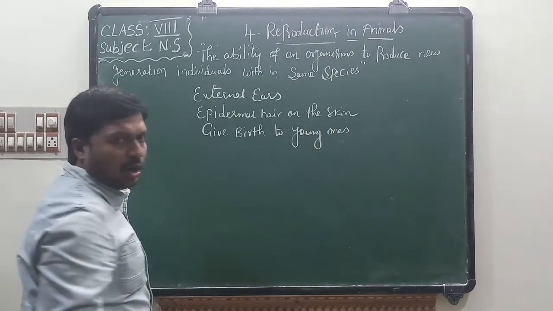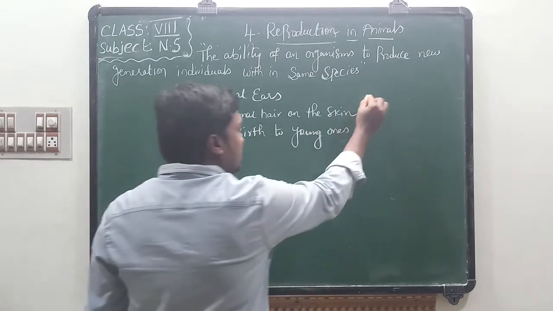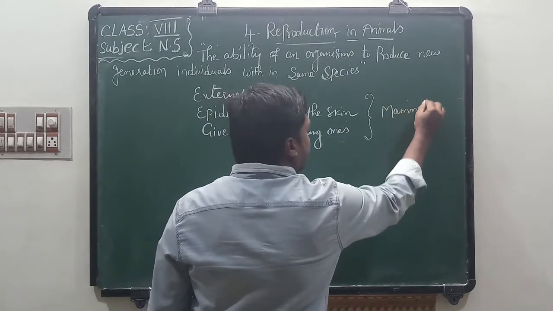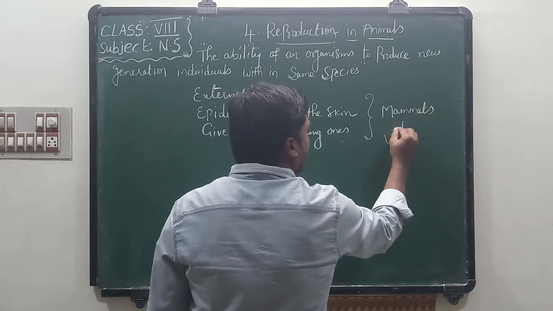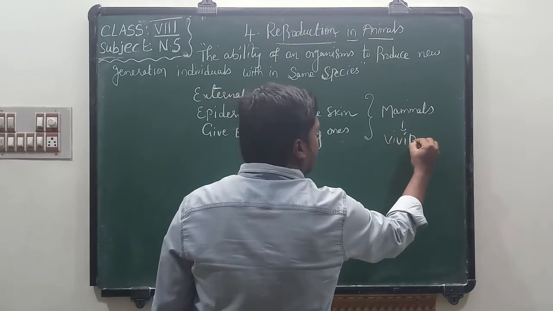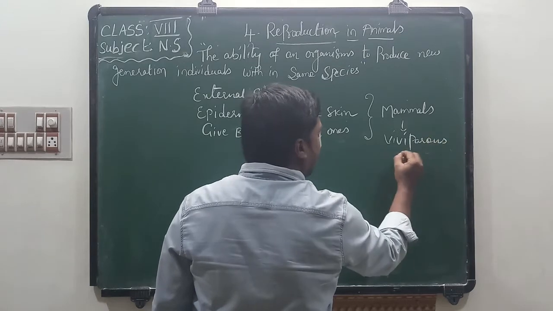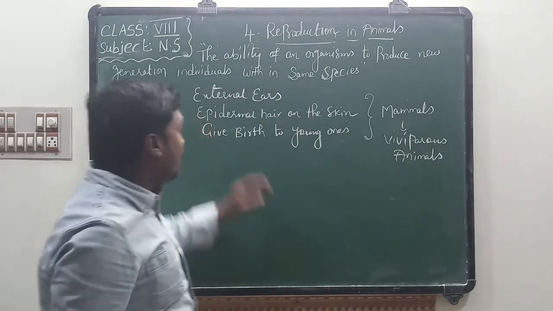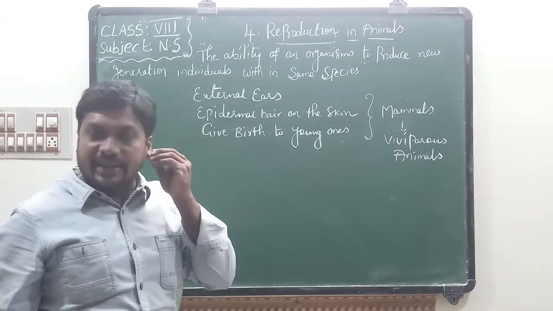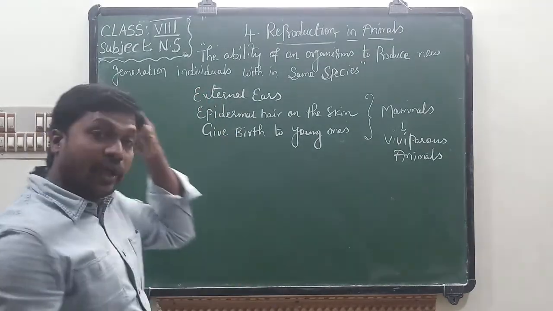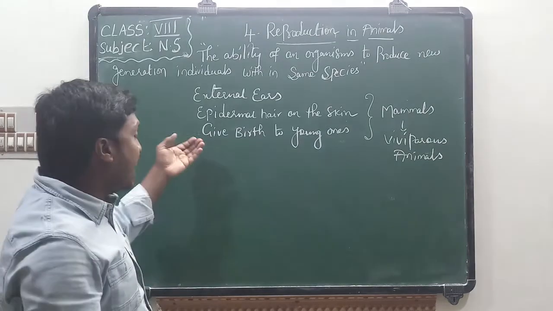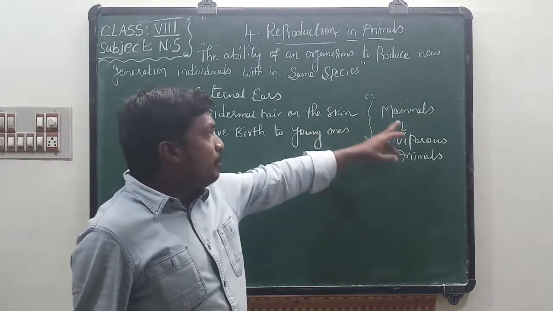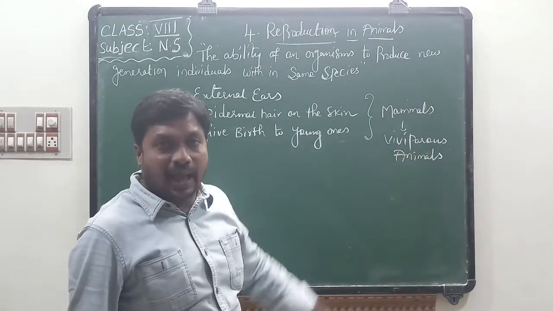Such animals are called mammals, also called viviparous animals. The animals which have external ears, and the animals which have hair on the skin, and the animals which give birth to young ones, such animals are called mammals or viviparous animals.